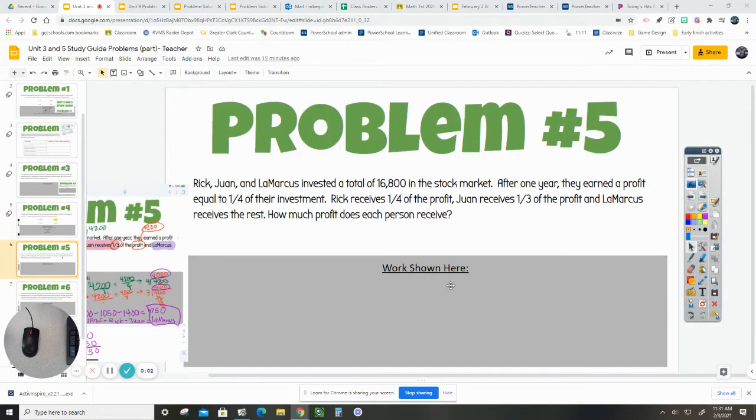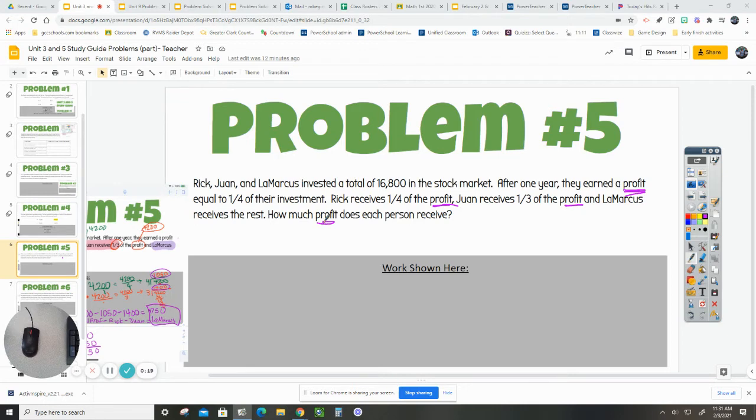Okay, so problem number 5, the first thing that we need to know is that we are looking for the profit, because they are going to split up the profit each time. If you are unaware of how profit works, profit is what money you make.